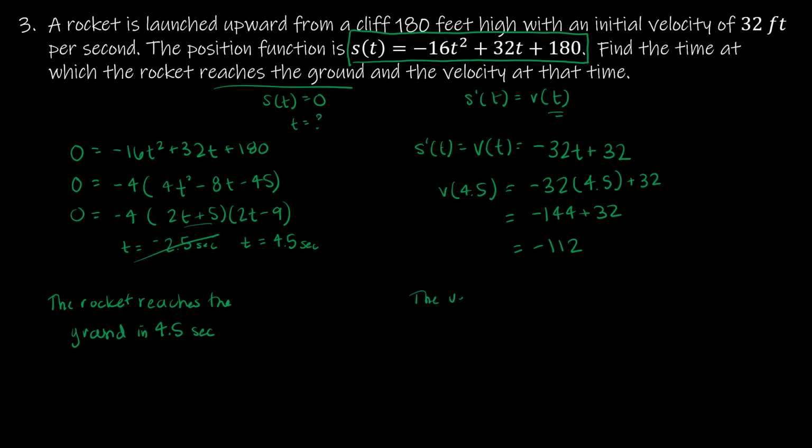So the velocity of the rocket at 4.5 seconds is 112 feet per second. Why didn't I write the negative? The negative just indicates the direction, which means as it hits the ground, it's obviously going back towards Earth. So 112 feet per second moving toward Earth.